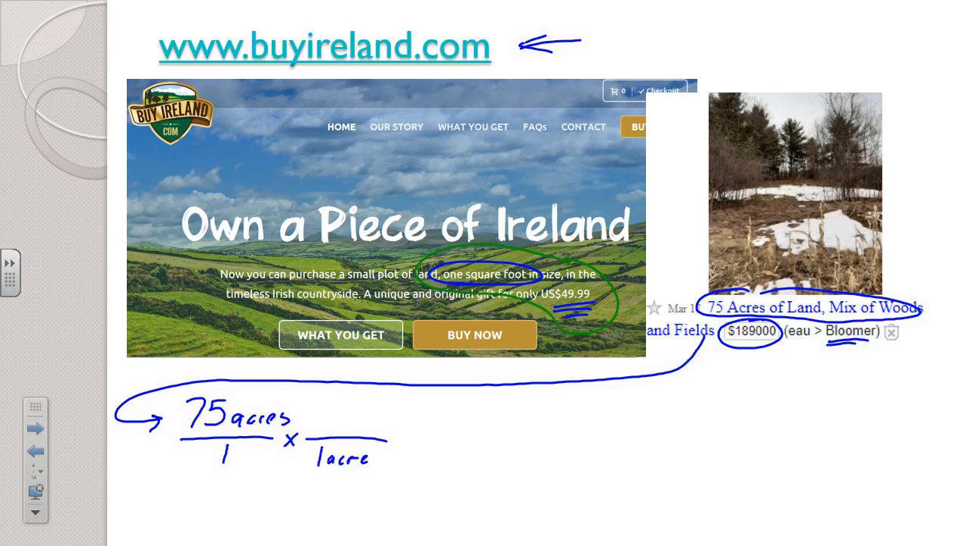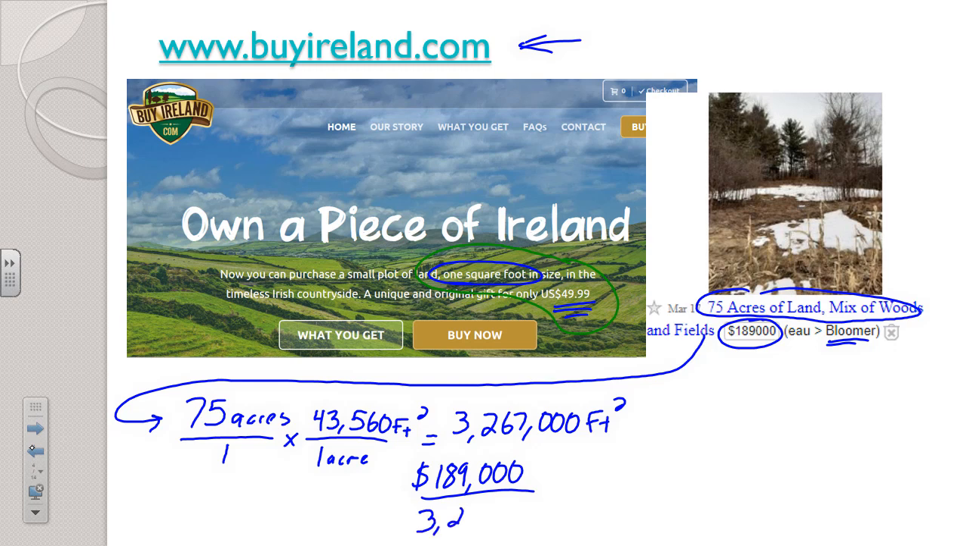That 1 acre is 43,560 square feet. Which means if you buy all 75 acres, you are getting 3,267,000 square feet. But you're paying a lot more money. You're paying $189,000. So the cost per square foot here, $189,000, gets you 3,267,000 square feet. And if you divide that out, it turns out to be about 6 cents per square foot.